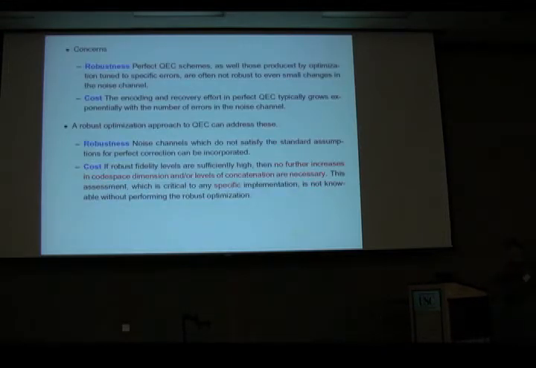So there are two things that optimization can do. One is you can handle uncertainty, i.e. you can make the codes robust. And the second thing you can do is determine if a particular amount of real estate in terms of encoding or qubits is sufficient to actually get you to where you want to be in terms of fidelity. So you'll see that we can do this.